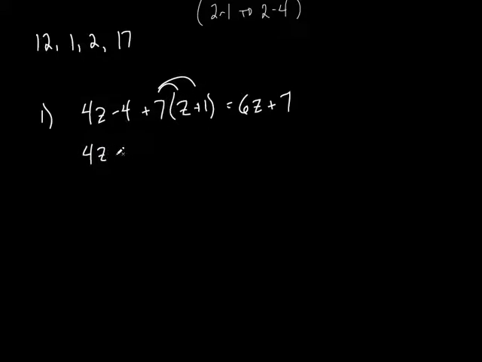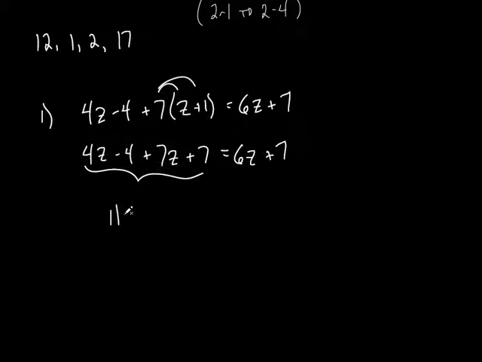So I've got 4z minus 4 plus 7z plus 7. There's my distributing. Then there's nothing to simplify on this side. First thing I always do is simplify both sides first. The right side's already simplified, but I got to do that to the left side. So we simplify this: 4z plus 7z is 11z. Negative 4 plus 7 is plus 3. And then the right side is already simplified.